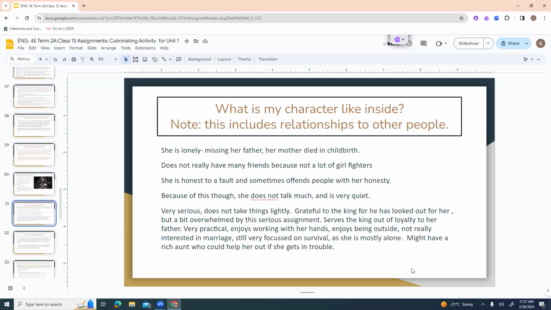Yep, now I got to think about her inside. What is my character like inside? Keep in mind, this would include her relationships to other people.